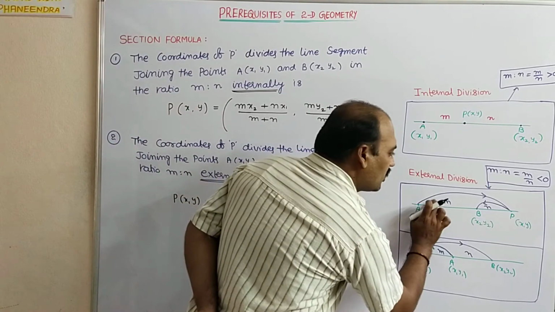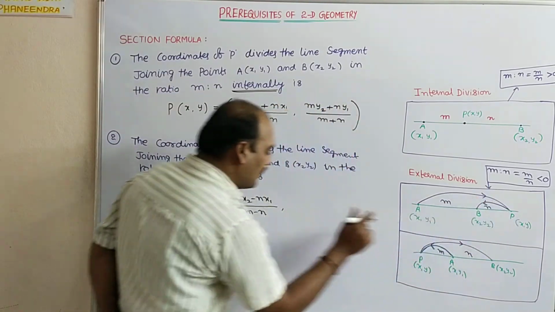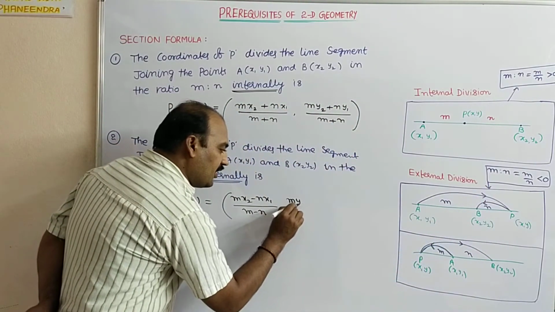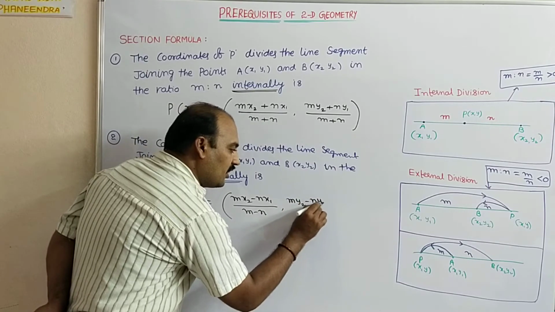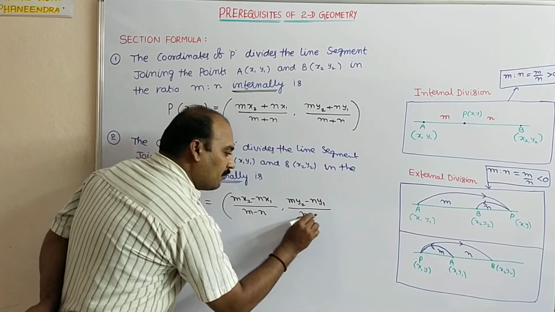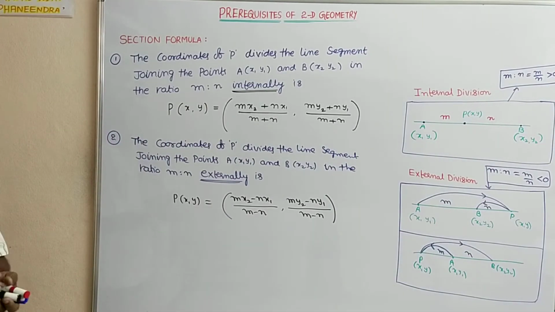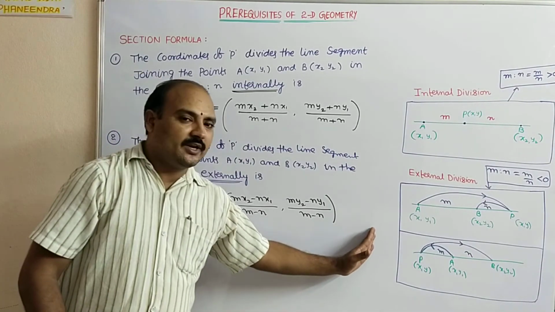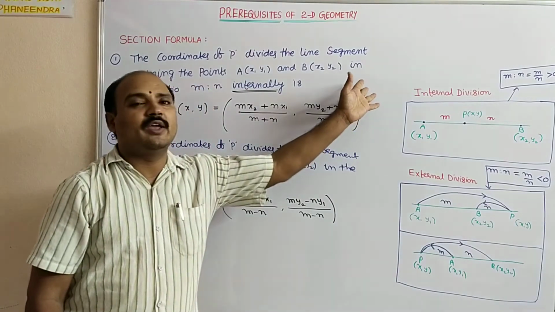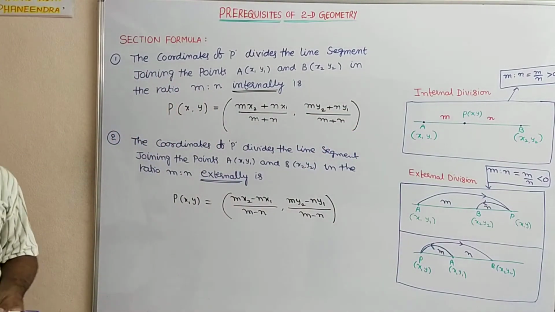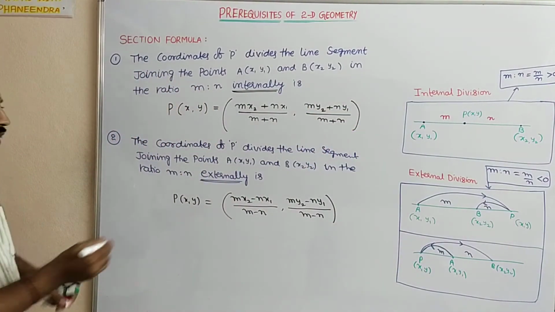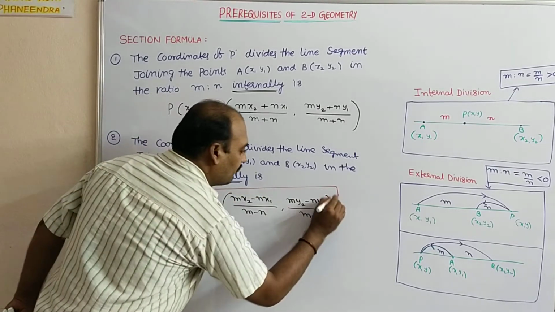Similarly, the y coordinate is also my2 minus ny1, my2 minus ny1 divided by m minus n. So in this case m by n is less than 0, and in the internal case m by n is greater than 0. Especially for IIT JEE people, you have to remember this formula.